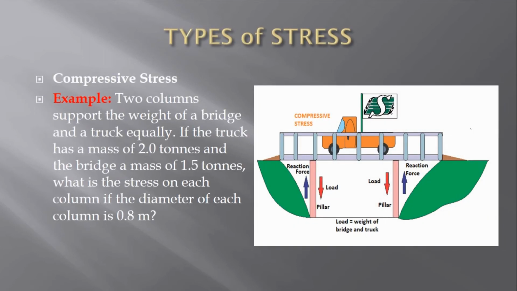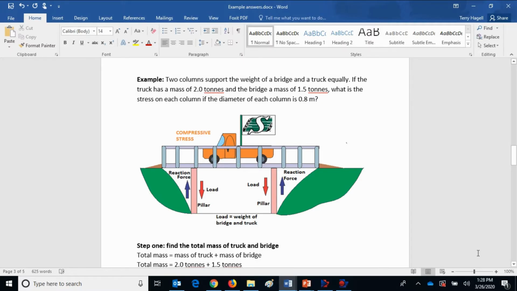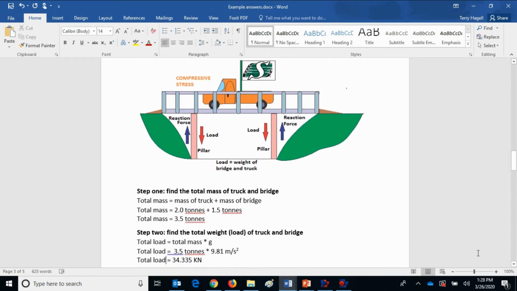Example: 2 columns support the weight of a bridge and a truck equally. If the truck has a mass of 2 tons and the bridge a mass of 1.5 tons, what is the stress on each column if the diameter of each column is 0.8 meters? Step 1. Find the total mass of the truck and the bridge. Total mass equals the mass of the truck plus mass of the bridge. Total mass equals 2 tons plus 1.5 tons. Total mass equals 3.5 tons.